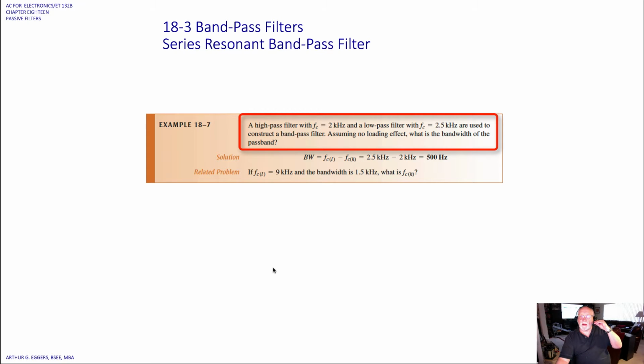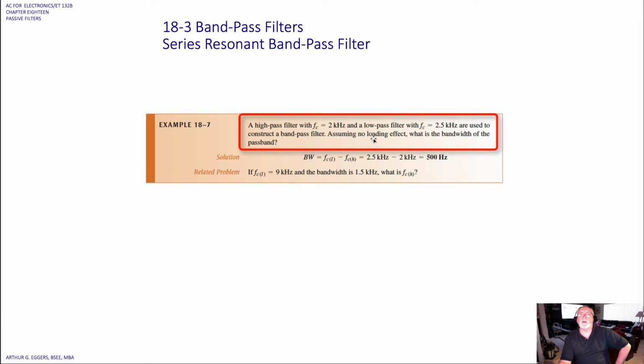So now we look at something called the bandpass filters, and we're going to see that really it's the addition of putting two filters together, high pass or low pass, to build a bandpass filter. So a high pass filter with a critical frequency of 2 kilohertz and a low pass filter of a critical frequency of 2.5 kilohertz are used to construct a bandpass filter.